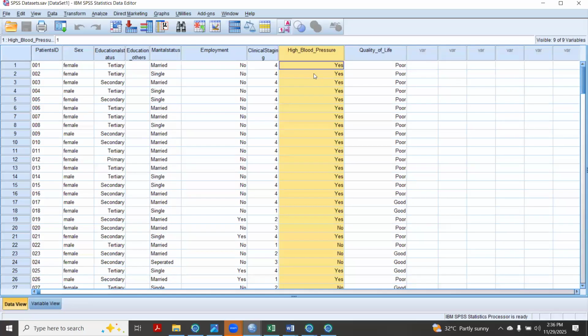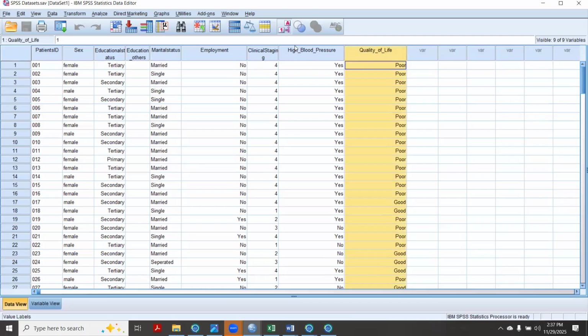1 means I am interested in the yes. No is the one I'm not interested in. So the one I'm not interested in is 0. By default, it is your reference value. When you have two values, 1 is the value you're interested in, while the 0 is the one you're not interested in. In bivariate logistic regression, it is by default your reference value, whether you choose it or not. The same thing with the quality of life.